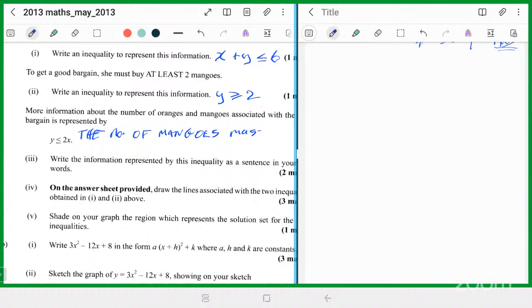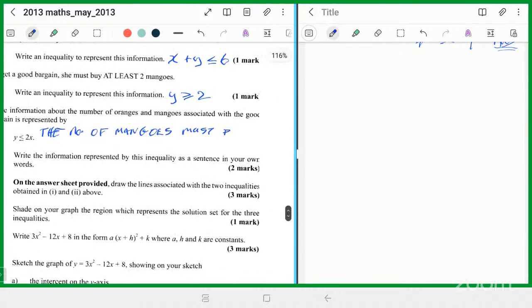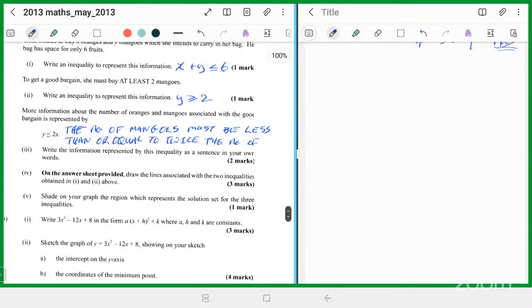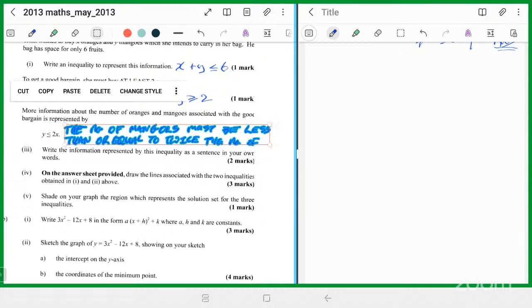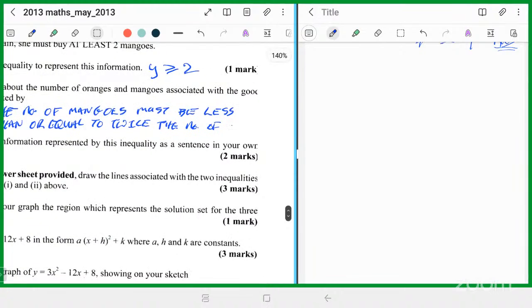The number of mangoes must be less than or equal to twice the number of oranges. I ran out of space, so I'll zoom in and write it small.